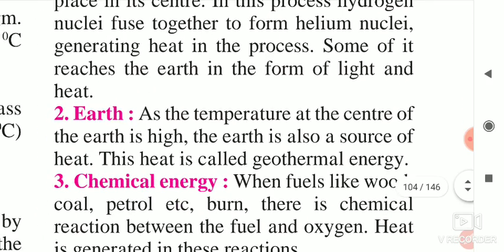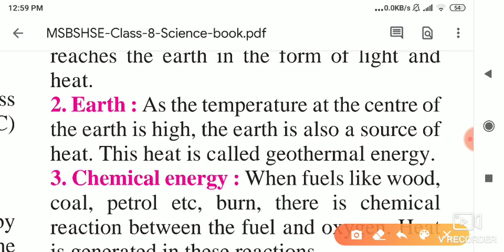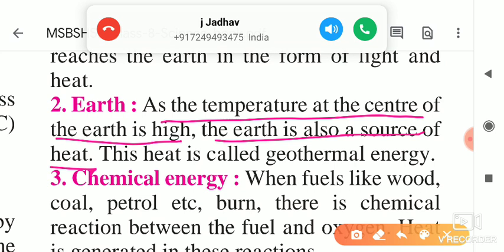Now the next part is the earth. How are we getting energy from the earth? We are studying the sources of energy. The temperature at the center of the earth is high. You know that when there is a volcanic eruption, very hot lava comes out of the earth's interior. That's why the earth is also a source of heat. This heat is called geothermal energy.